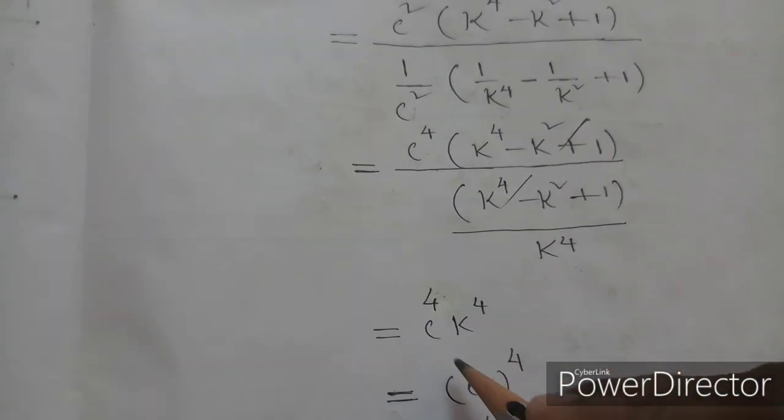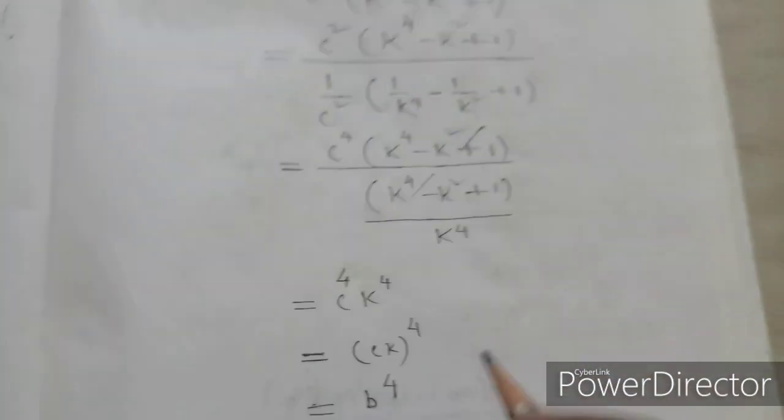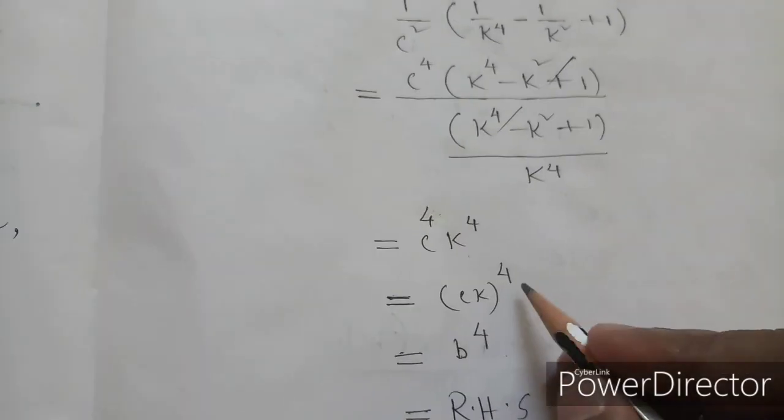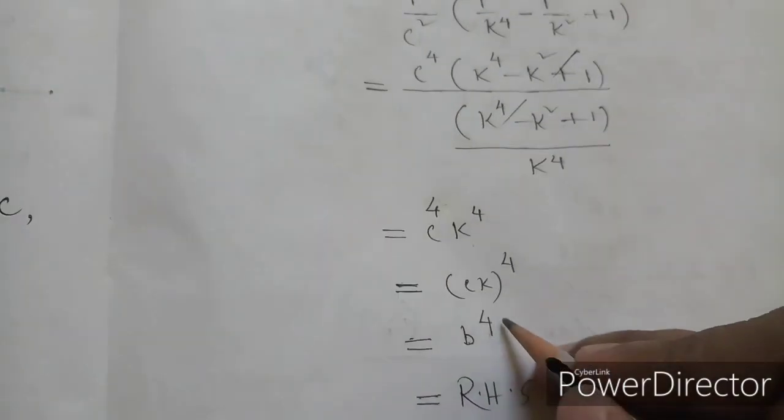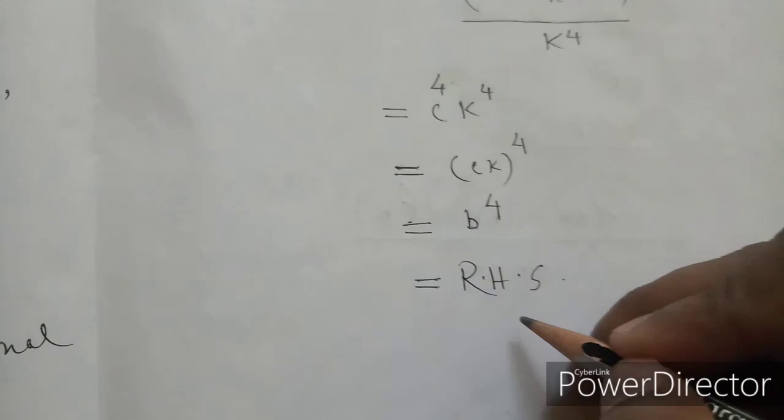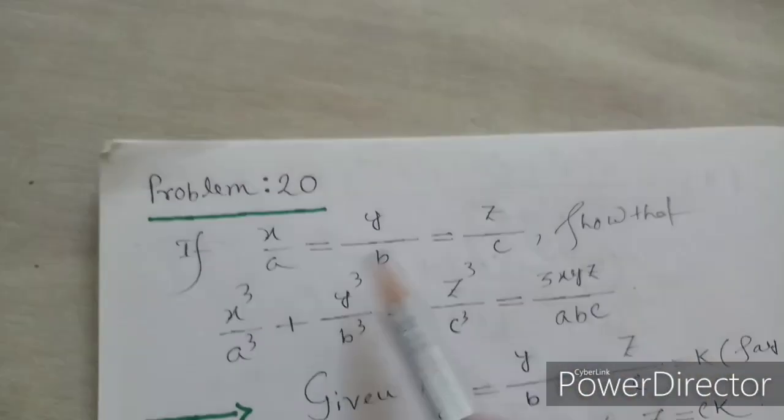So this should be c to the power 4 into k to the power 4. I think this should be (ck) whole to the power 4. And now what is the value of ck? b. So b to the power 4. And this should be your right hand side. The proof is complete.